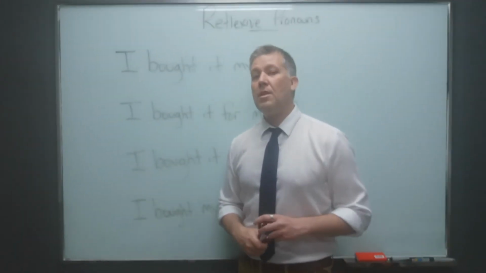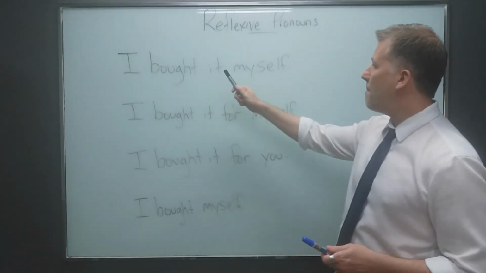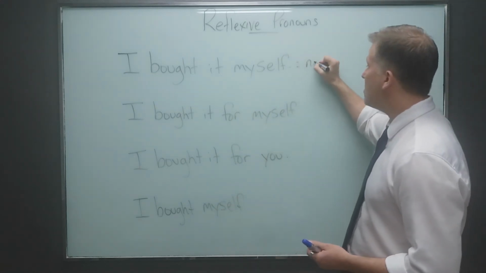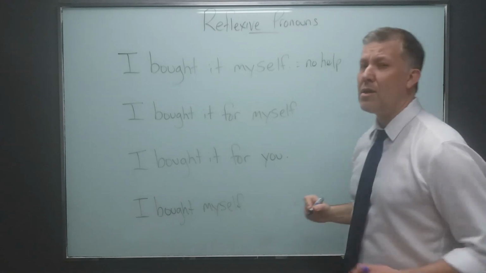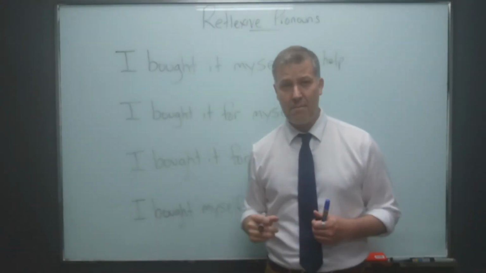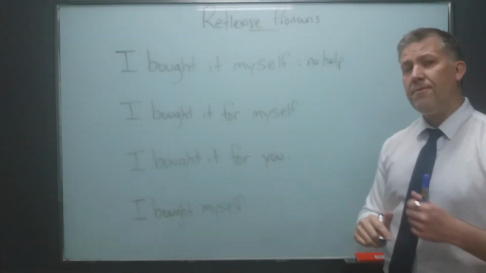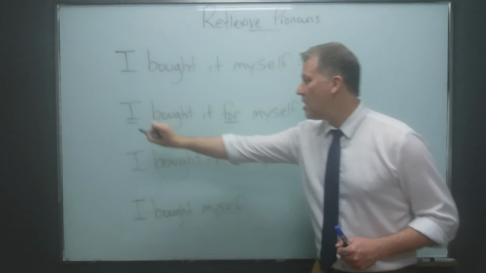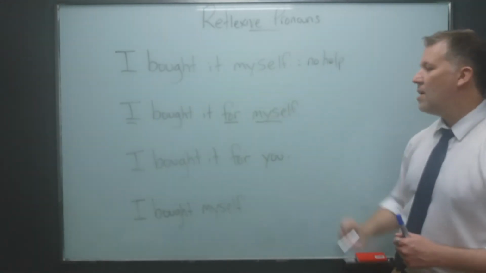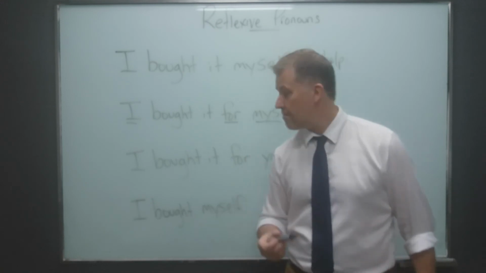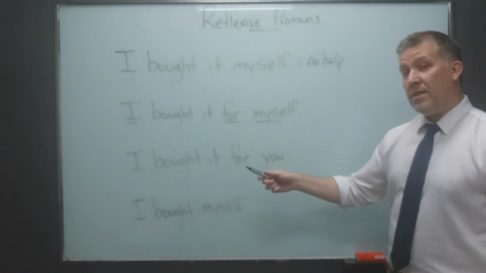Now let's take a look at another example. This sentence says, I bought it myself, okay? This means no one helped me. That means I used my money only. I didn't have to borrow money or anything like that. It was my money. I did it myself. I bought it for myself, okay? Once again, I am receiving the benefit here, okay? Therefore, I bought it and I'll use it, okay? It's mine.